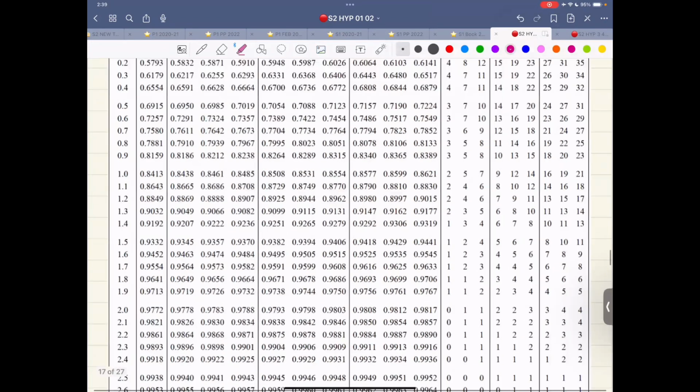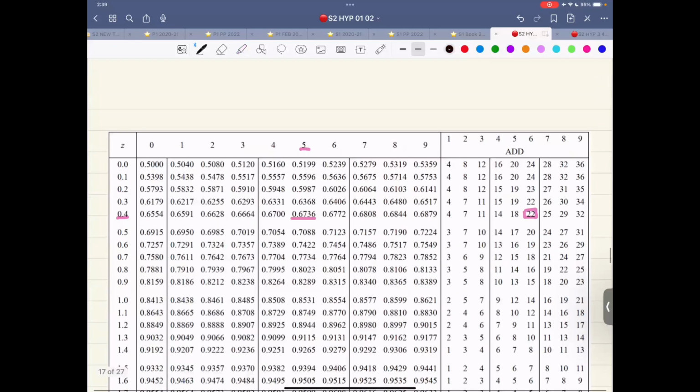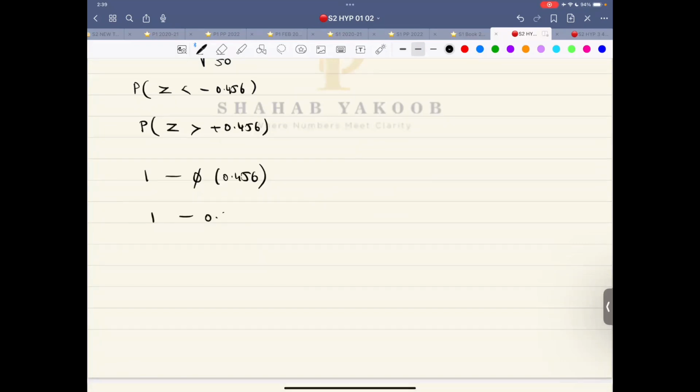So let me go to 0.45. So this is 0.45 and then 6 in the same line, that is 22. So 6736, this is 6736 plus 22. That is 8, that is 5, that is 7, that is 6, 6758. So 1 minus 0.6758. And let me grab my calculator.